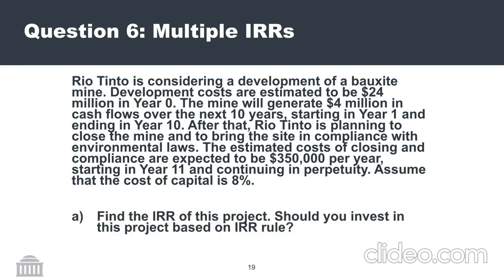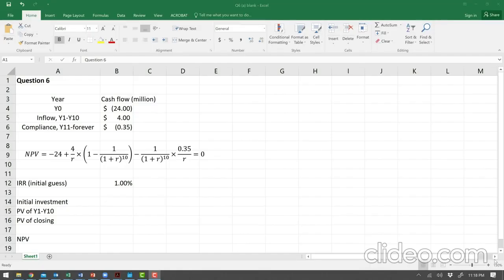The first question asks, find the internal rate of return of this project. Should you invest in this project based on the IRR rule? Let's start by entering given information into the spreadsheet. In year 0, we have to spend $24 million to develop the mine. In years 1 through 10, the mine will generate $4 million per year. Starting in year 11, we have to spend $350,000 or $0.35 million per year in compliance costs.